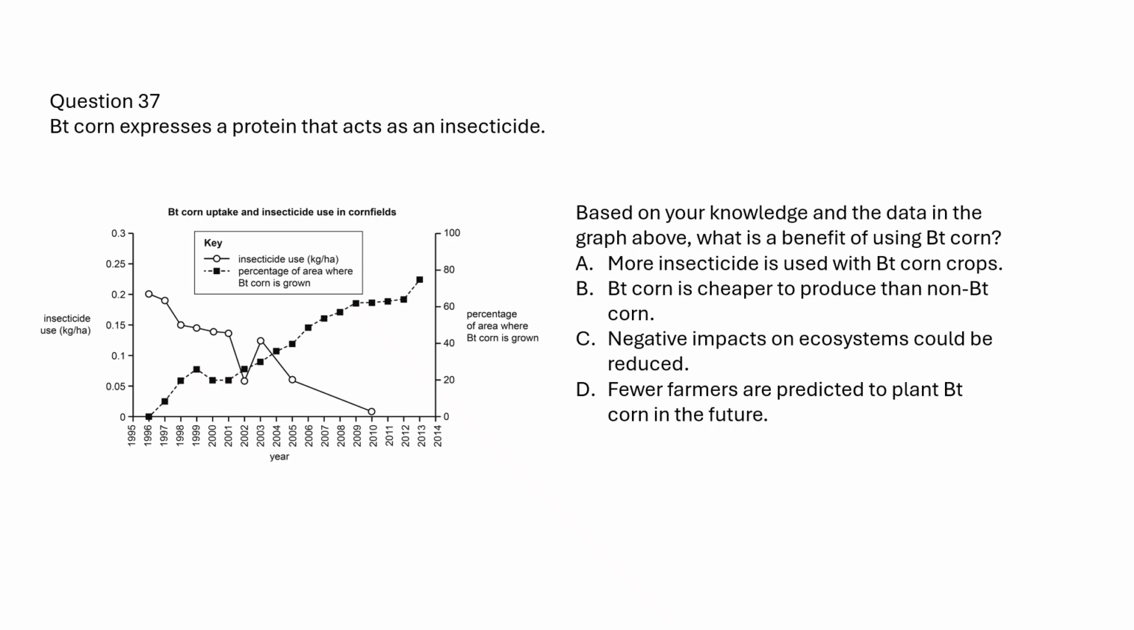A key benefit of using Bt corn, which expresses an insecticidal protein, is the resulting decrease in traditional insecticide use as Bt corn cultivation increases. This reduction helps lessen negative impacts on ecosystems.